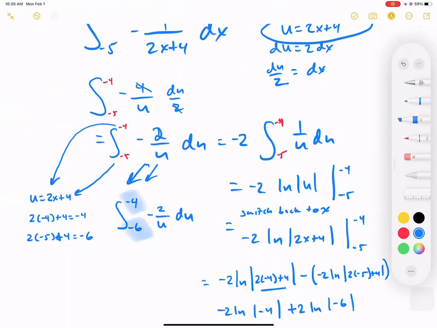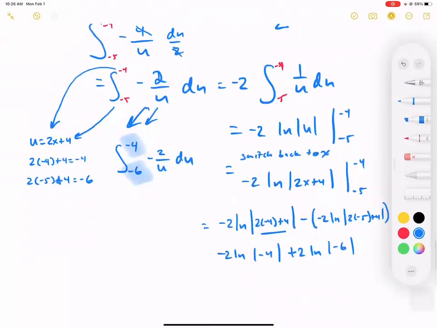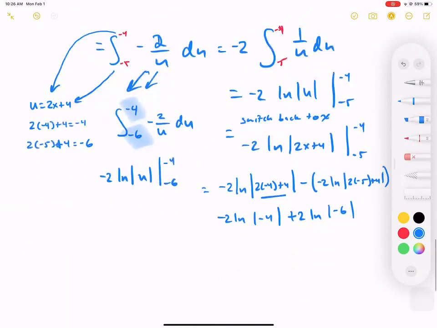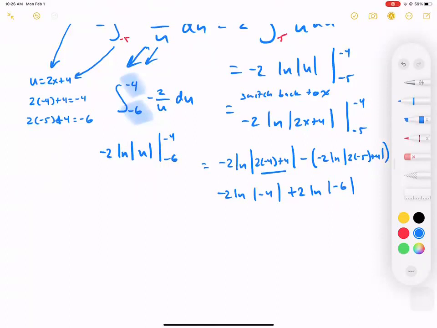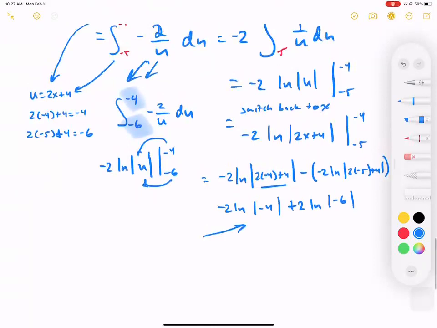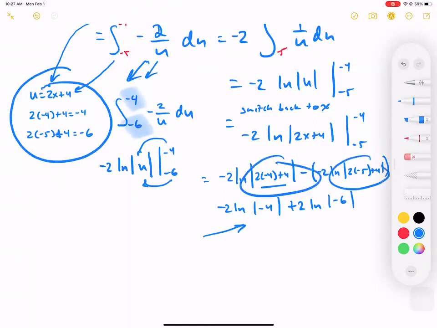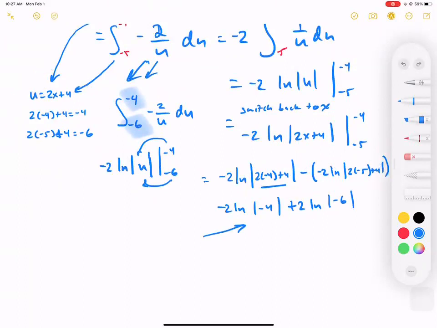Okay, true believers now. All right, so now when I do my integration, which is exactly the same steps, right? Those are exactly the same steps. We end up with negative 2 natural log of absolute value of u, and we're going to plug in negative 4 and negative 6. Now, if you look here, I'm going to plug in the negative 4 and negative 6, right? And it's going to look just like this right here. So either you do the work beforehand or you do the work afterwards. It doesn't matter. You're still going to do the work in the end.